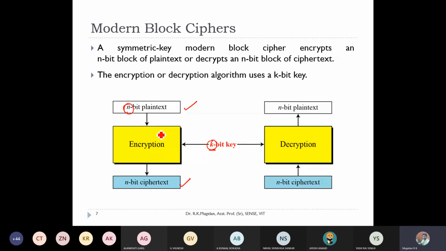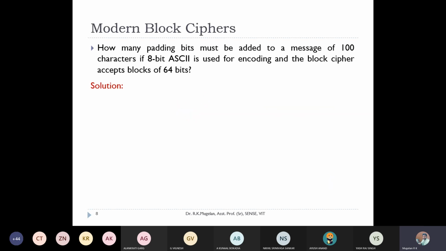key will be used for both encryption and decryption. That's why it's called a symmetric key cryptographic technique, also called a private key encryption technique. There are two names, but conventionally they use symmetric key encryption technique. Here the same n-bit ciphertext will be again decrypted to n-bit plaintext using the same key.